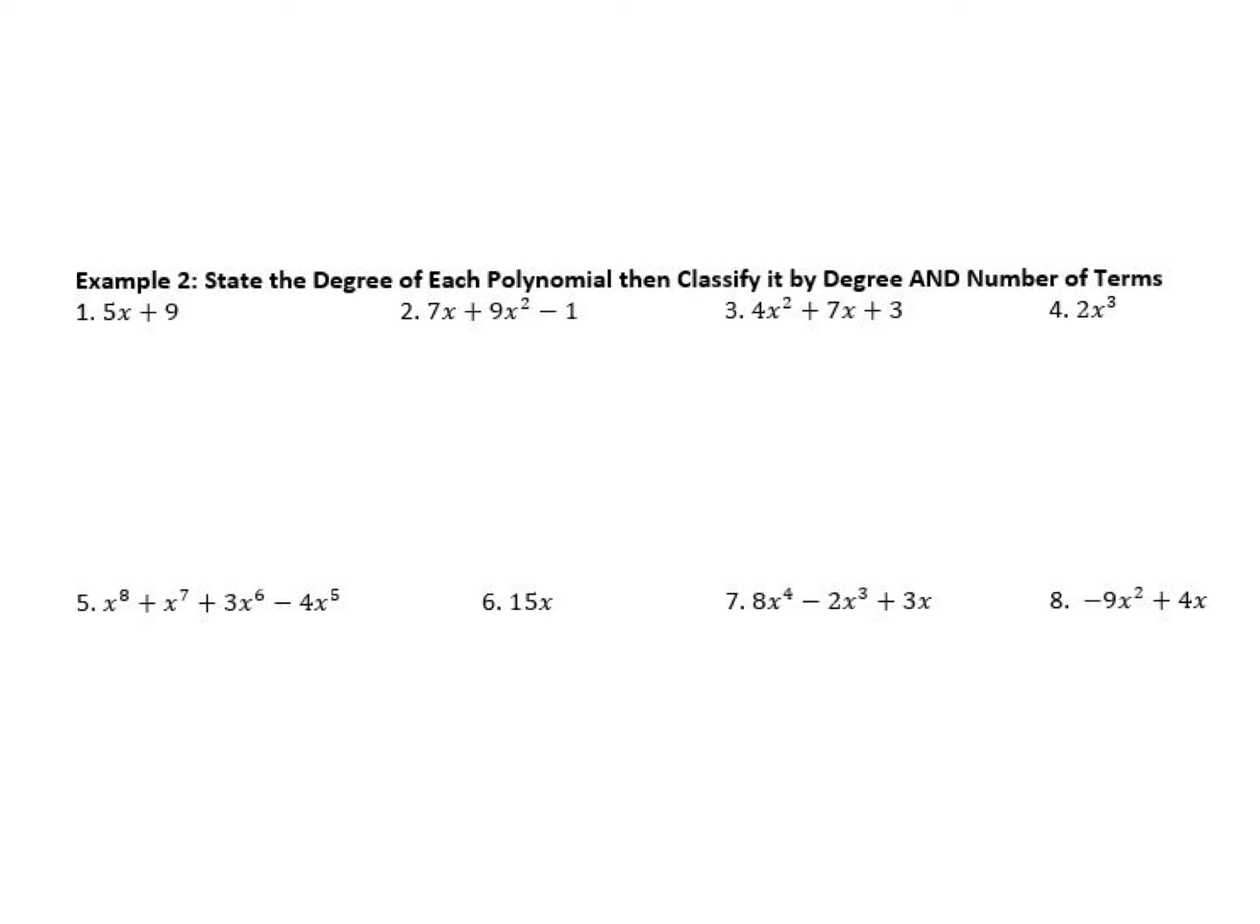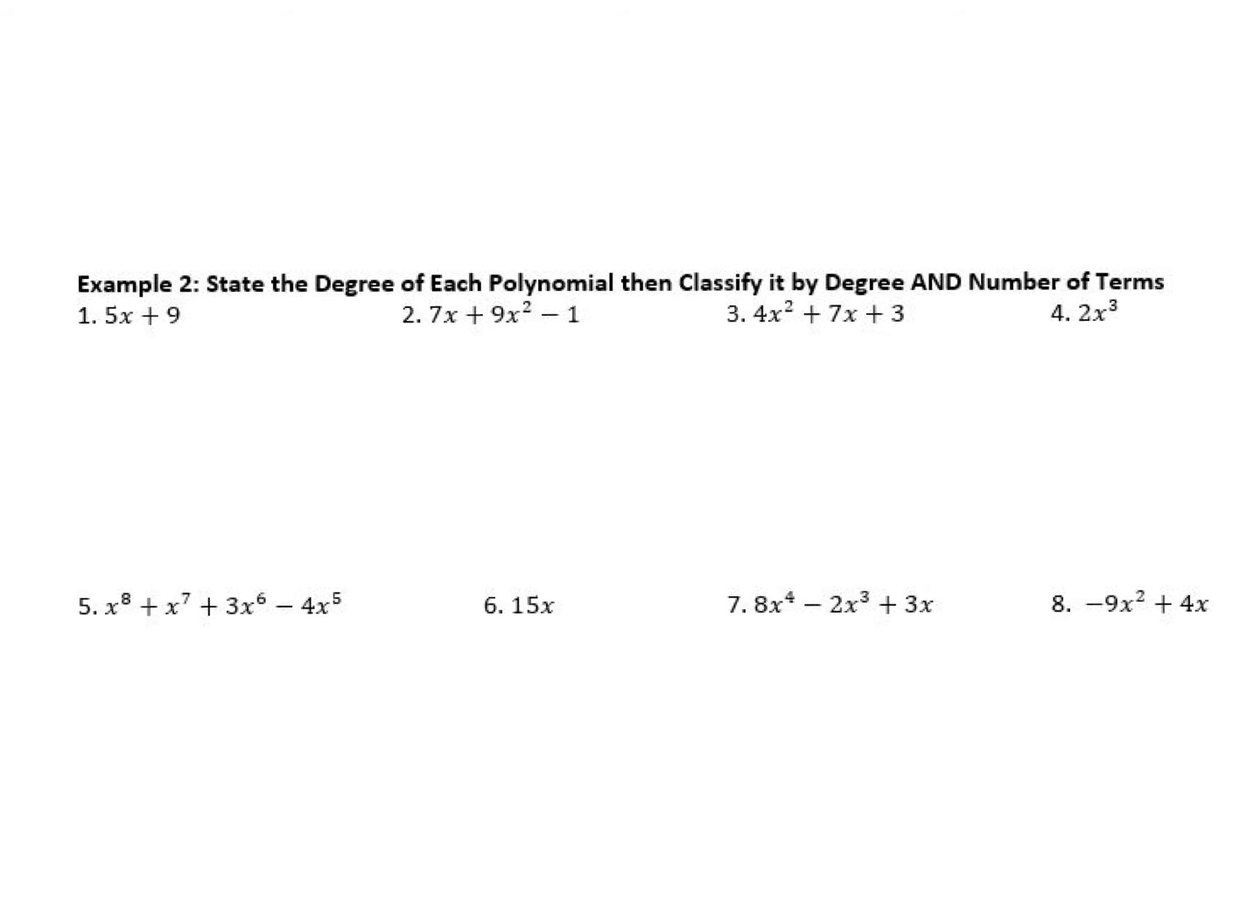Okay, example 2, notice we are stating the degree of each polynomial, then classify it by its degree and by the number of terms. All right, so when we start looking for the degree, we're looking for our highest exponent. Notice in all of these, we don't have the multiple variables. So when we look at this to the first power, the first thing we're going to be able to do here is say that this is linear. This is what we've been working with quite some time now. And if we look at the number of terms, well, that's 1, 2. So we're going to have 2 terms, which means that's going to be linear and binomial.